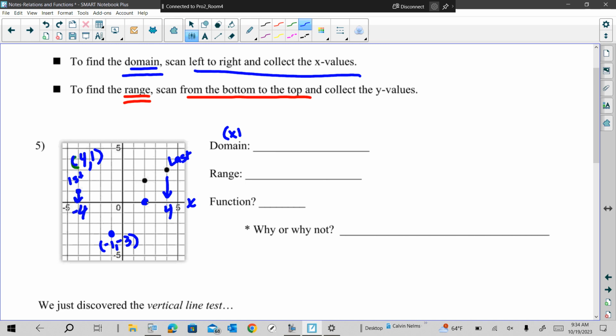Because you would have to go 2 to the right. 2, 0, good. But then this point up here would be 2, 2. Does that make sense? And then your last point, that's 4, 3. So your bracket, because this is not continuous, my domain set would be -4, -1, 2, and then a 4.